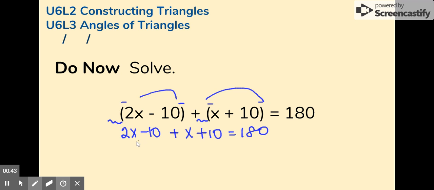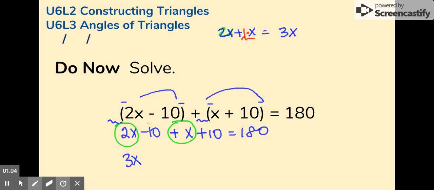And now we have like terms, 2x and 1x. You're going to combine them. So what is 2x plus 1x? This is 3x, because there is a 1 hiding here. Copy.